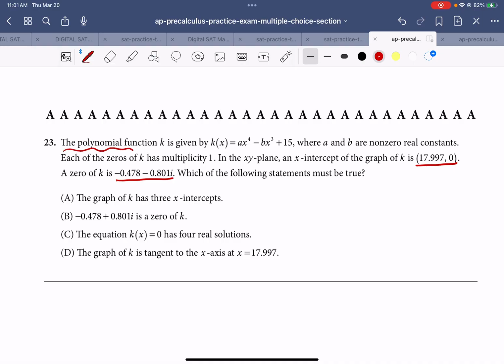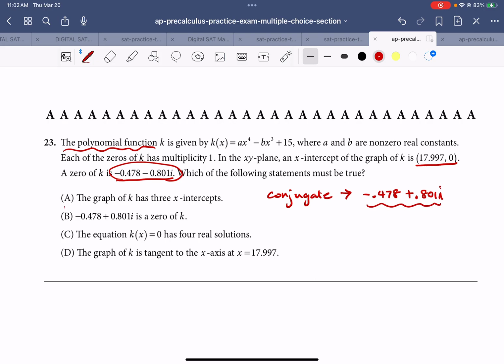In a polynomial function, if a complex number is one of the zeros, then its conjugate is also a zero, right? What is a conjugate? A conjugate has the opposite sign on the imaginary portion. So negative 0.478 is the real portion of the zero, but the conjugate has the opposite sign on the imaginary portion, so it's plus 0.801 i. So that conjugate must be another root.